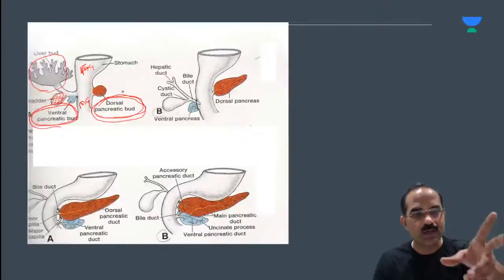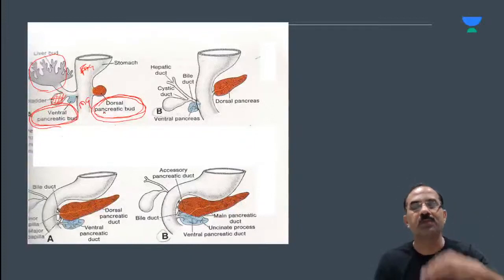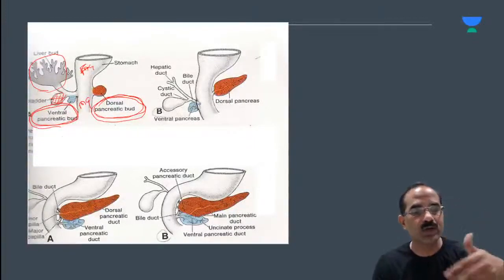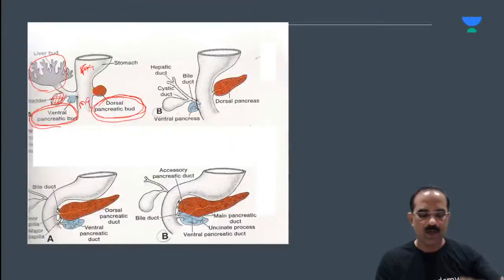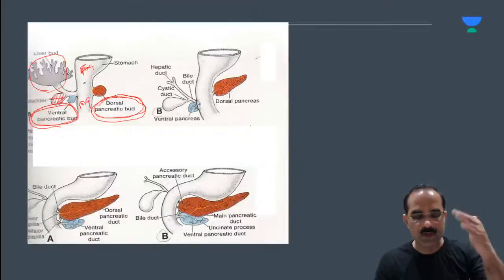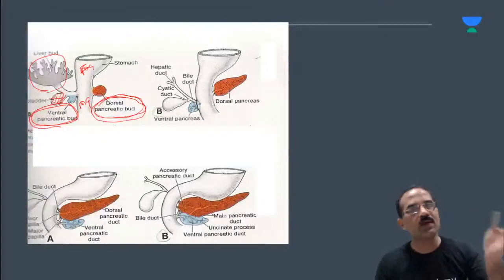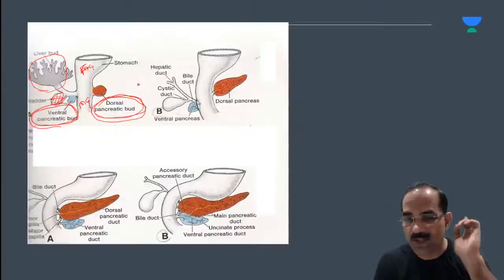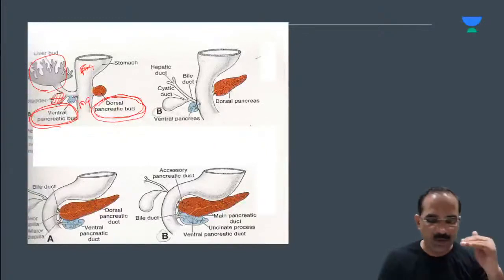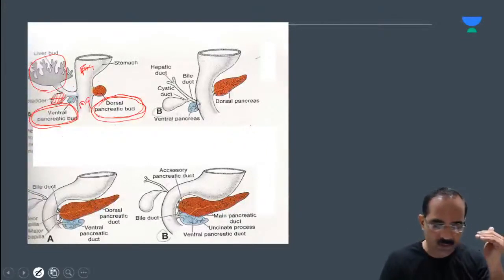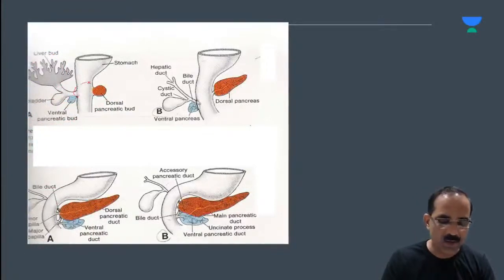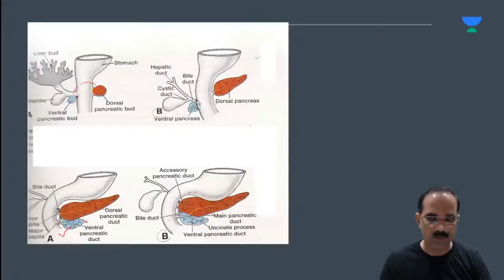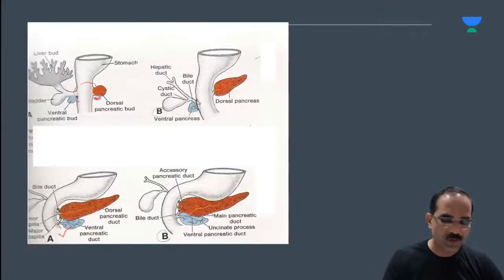Both these buds are derived from the GIT, so both are endodermal in origin. At the junction of the hepatic diverticulum and the gut, you get the ventral pancreatic bud. Exactly at the opposite side, you get the dorsal bud. This ventral bud will go from the backside, and it will go and join with what? The dorsal bud. So the ventral bud will migrate from behind and join with the dorsal bud.